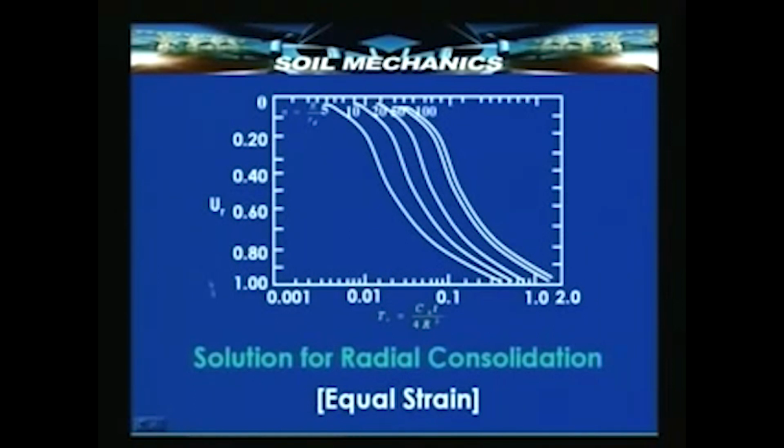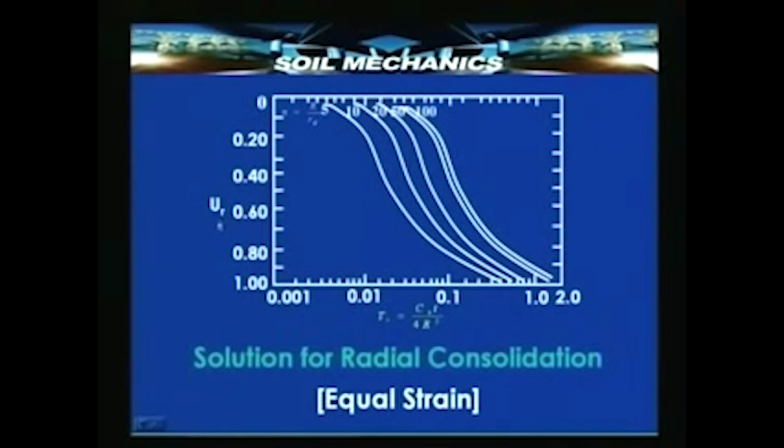This graph shows TR along the x axis and UR along the vertical axis. So, if you note, at any given time t, knowing the compressibility characteristics CVR of the soil and the geometrical characteristics and resulting capital R of the sand drains, you can calculate UR, the radial degree of consolidation.